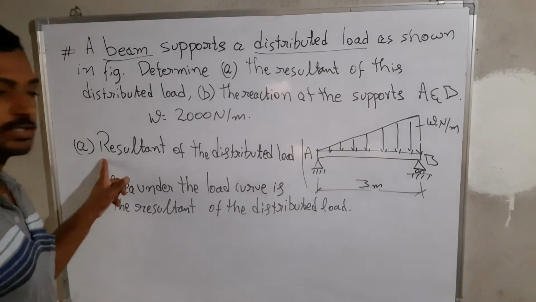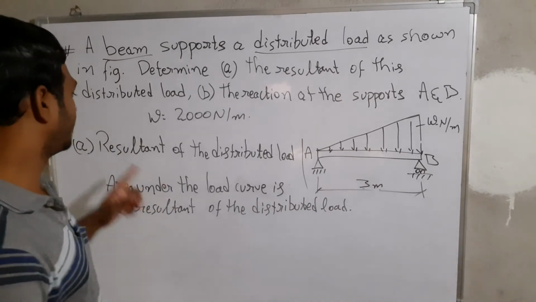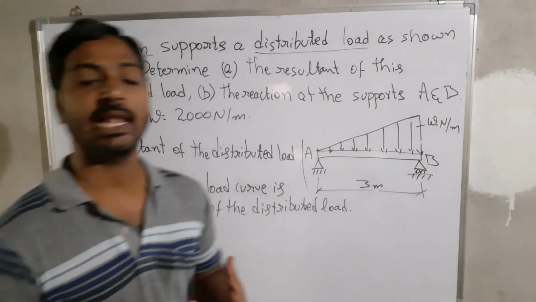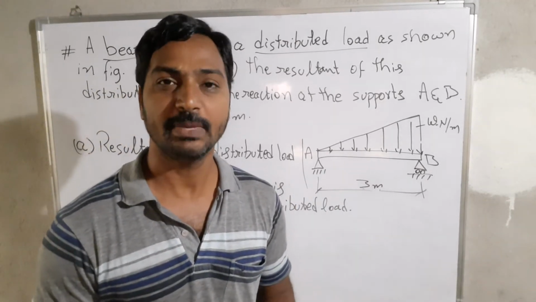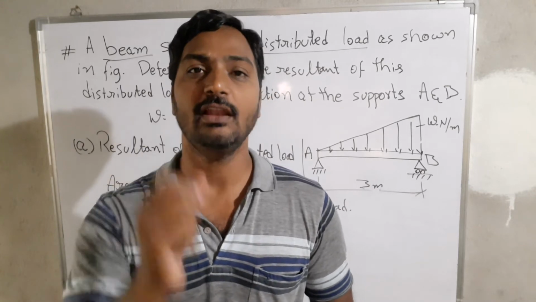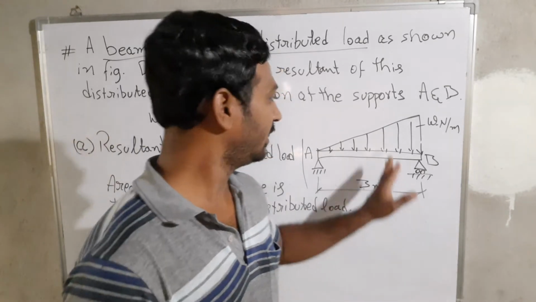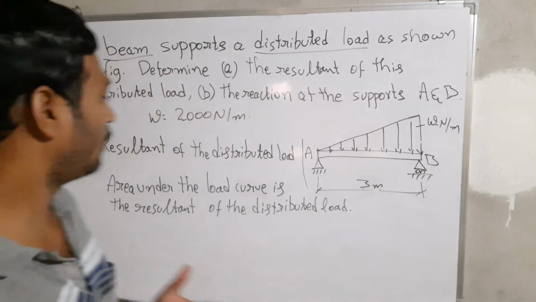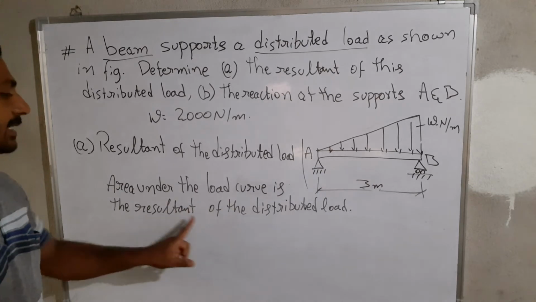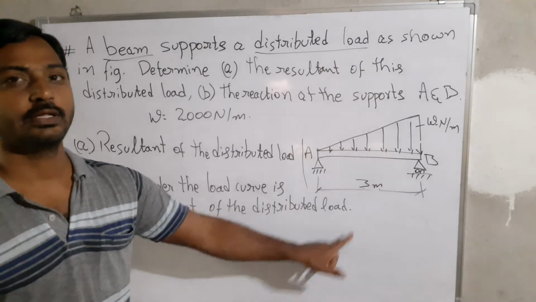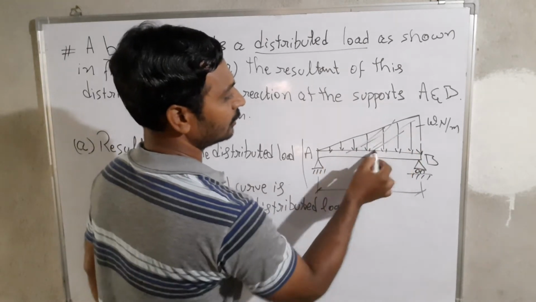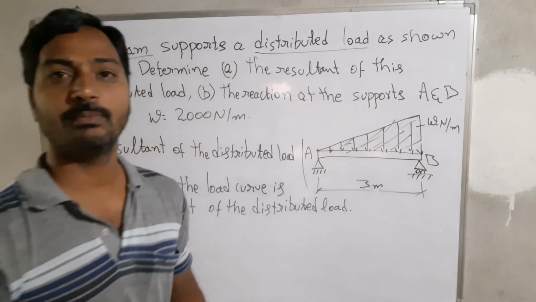Now the first parameter we are trying to find is the resultant of the distributed load. How are we going to calculate it? The resultant of the distributed load is the single concentrated load we convert from the distributed load. The area under the load curve is the resultant of the distributed load. So that is the area we need to find out.